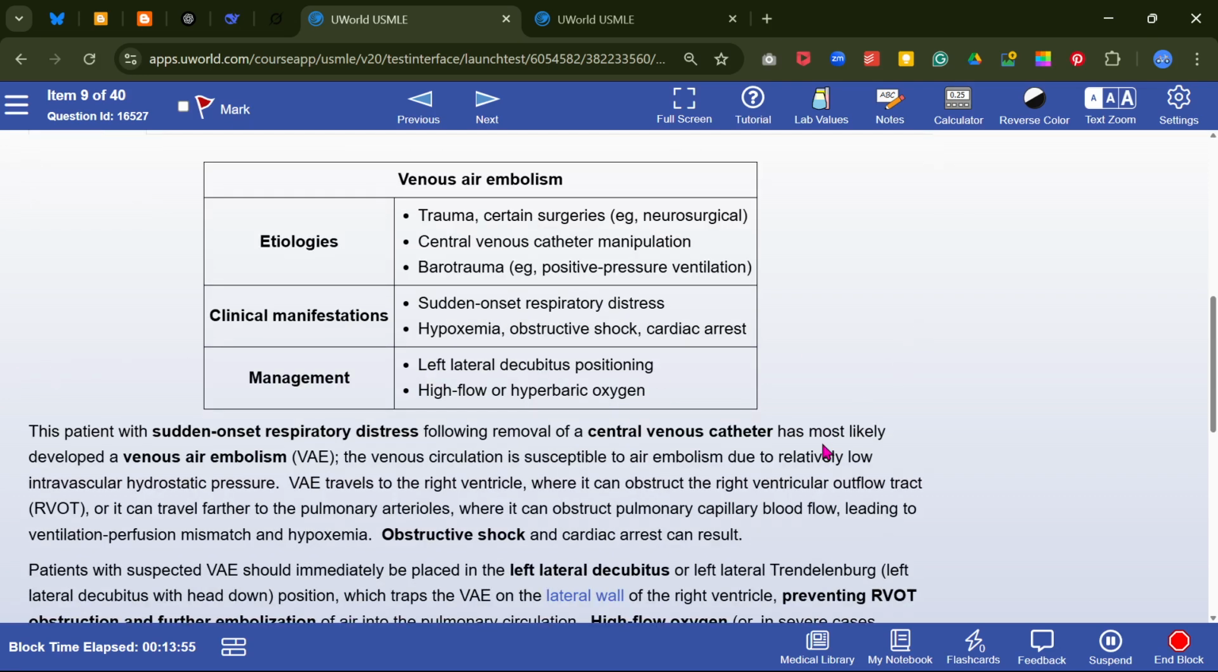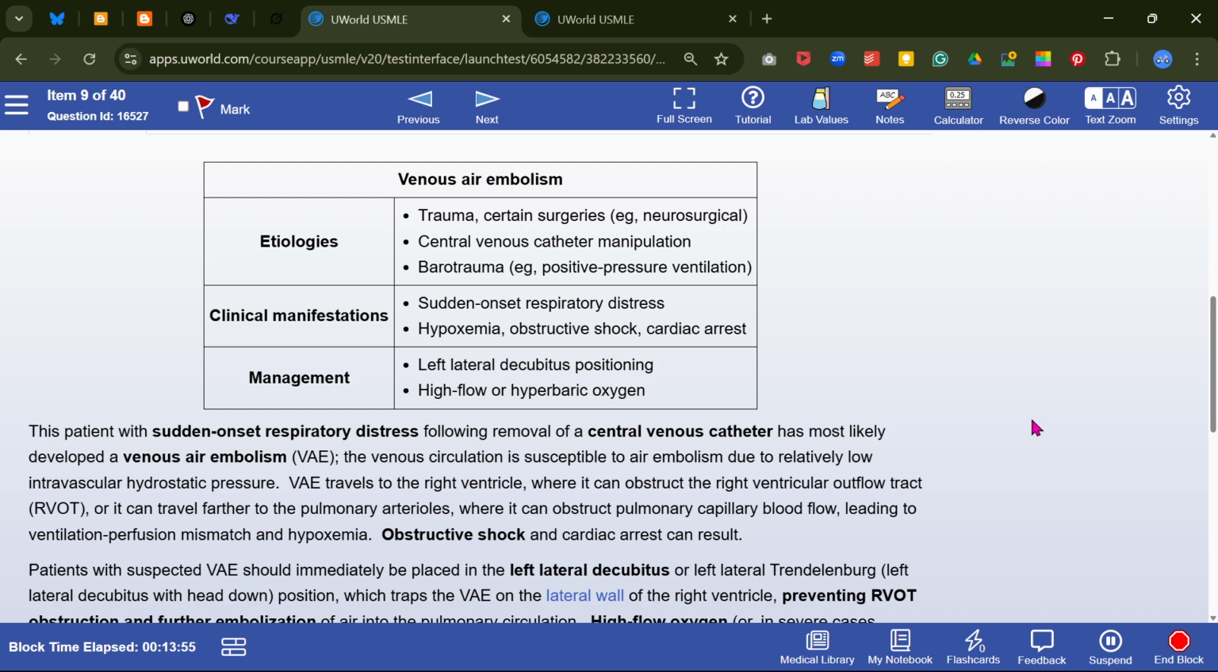Left lateral decubitus. Okay, this patient with sudden onset respiratory distress following removal of a central venous catheter has most likely developed a venous air embolism. The venous circulation is susceptible to air embolism due to relatively low intravascular hydrostatic pressure.